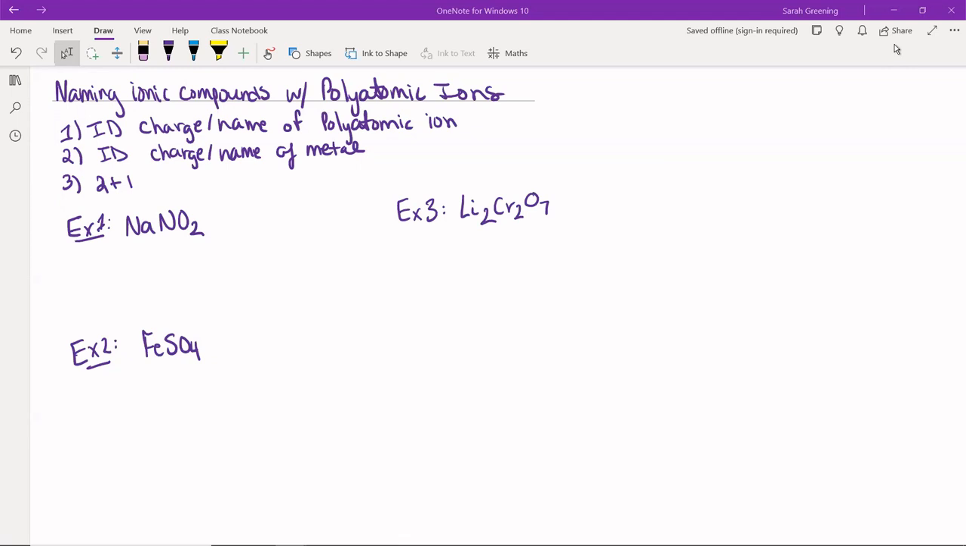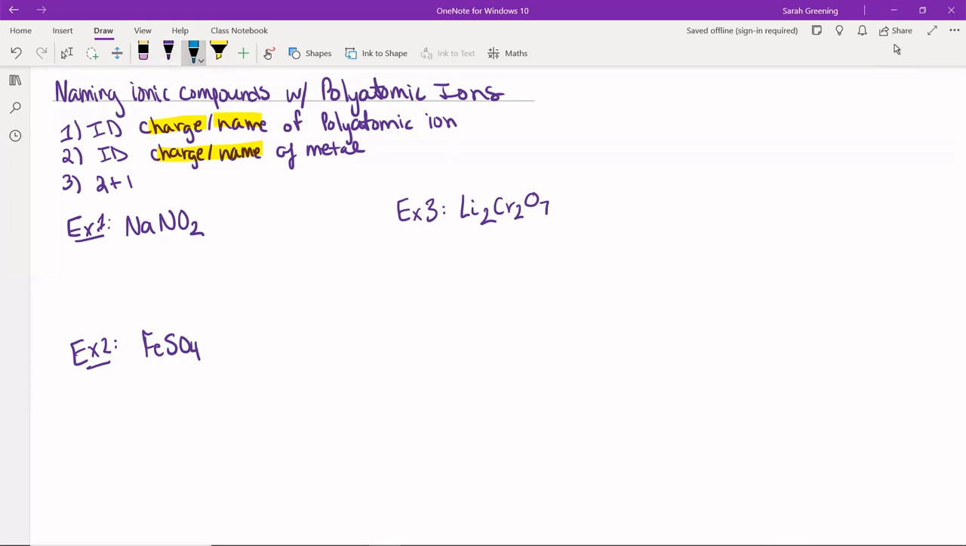In this video, we're going to learn how to name ionic compounds that involve polyatomic ions. And to help, I've created this little guide. The first thing you want to do is identify the charge and the name of the polyatomic ion. You'll then want to identify the charge and the name of the metal. And then you simply write the name of the metal, so 2 plus 1, and you write the name of the polyatomic ion.